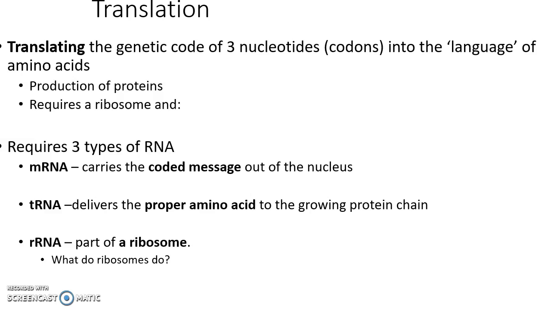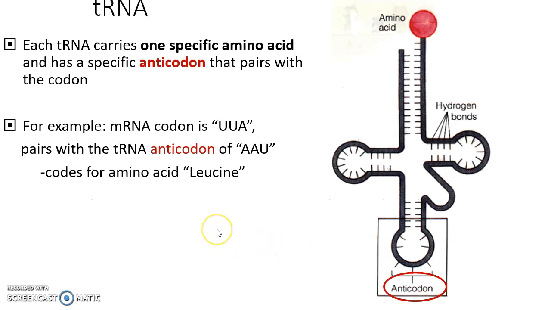And what do ribosomes do? They make the proteins. Translation. So here is the tRNA. tRNA has a 3-dimensional structure, and at one end is the amino acid, and at the other end is a 3-nucleotide sequence called the anticodon.